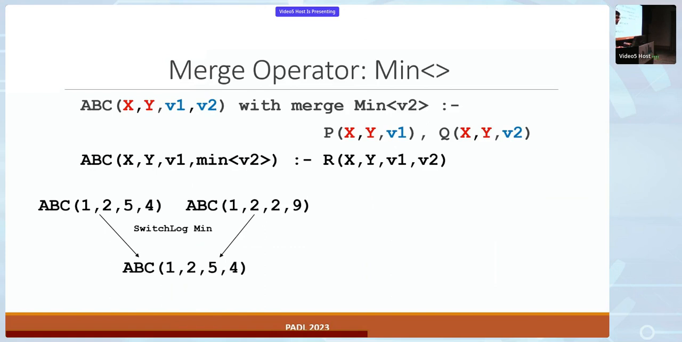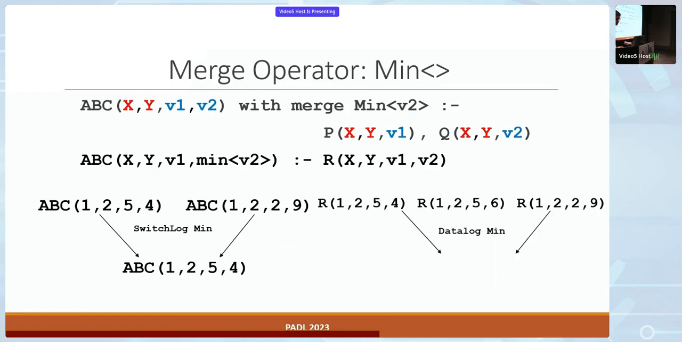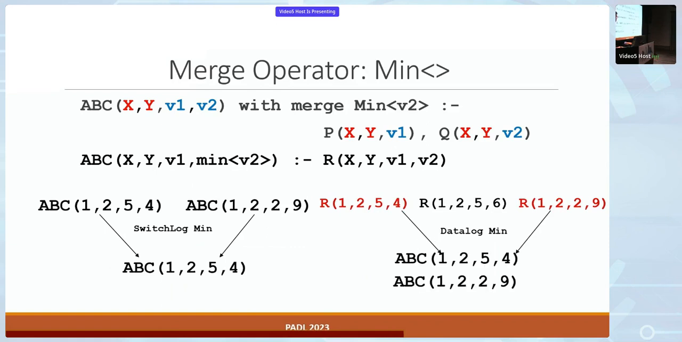So to see how our minimum operator is different from the Datalog one, I'll just illustrate how the Datalog operator would work. Let's say you had three tuples, R 1 2 5 4, R 1 2 5 6, and R 1 2 2 9. The Datalog operator will find the minimum V2 for a given X Y V1. And as a result, you'd be able to derive both ABC 1 2 5 4 and ABC 1 2 2 9. So this is slightly different from our merge operator, and this difference becomes important.